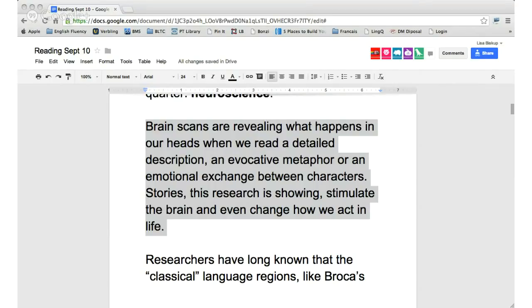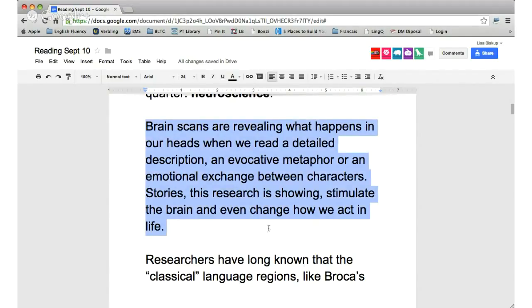Brain scans are revealing what happens in our heads when we read a detailed description, an evocative metaphor, or an emotional exchange between characters. Stories, this research is showing, stimulate the brain and even change how we act in life.